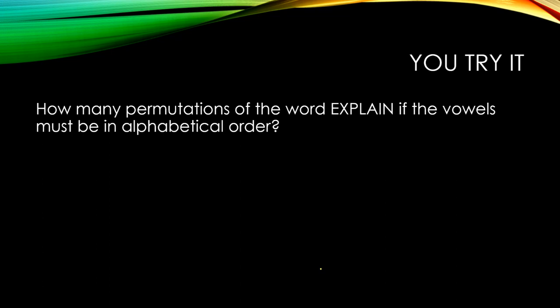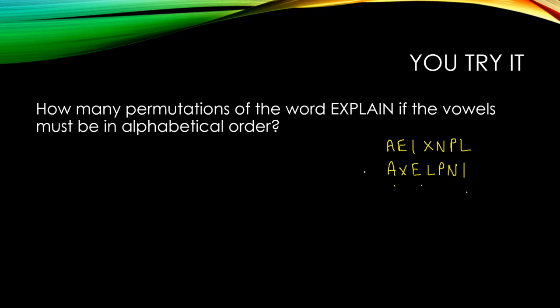Here we're going to arrange the letters in explain. And the vowels have to be in alphabetical order. So for example, you have to have A, then E, then I, and then the letters can come in any order. So like X, N, P, L, something like that would work. Or A, X, E, L, P, and I.